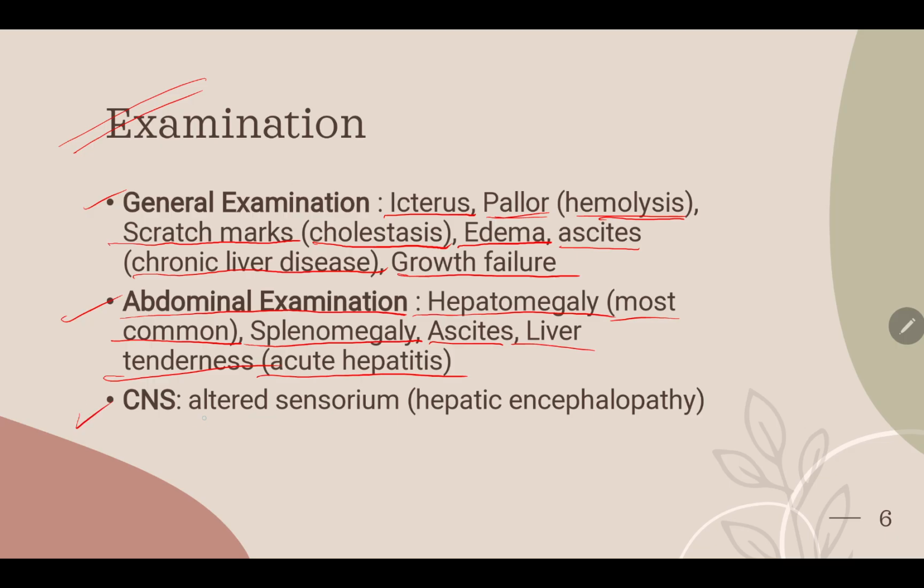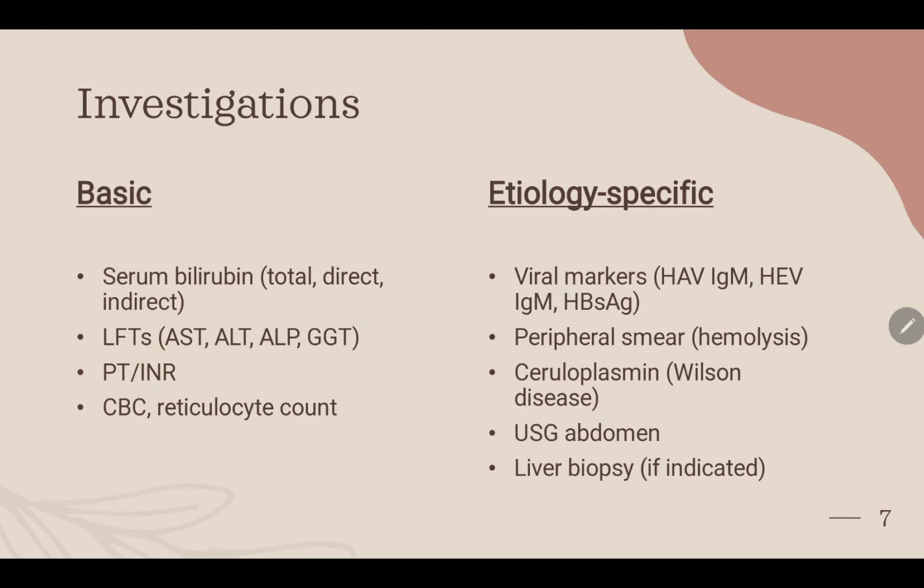Then we can have CNS involvement, that is altered sensorium, hepatic encephalopathy. So it is a very rare cause. It can rarely happen because usually patients are controlled within the time frame. So it doesn't happen, but if it happens, it's a big problem. Hepatic encephalopathy. So you can have kernicterus because of accumulation of bilirubin.